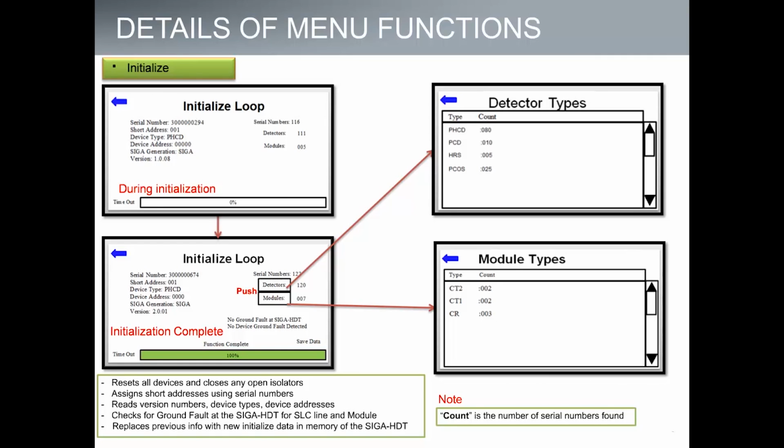If the loop was previously initialized and the loop was disconnected from the SIGA-HDT without any changes to the original loop, the following steps are necessary. First, perform the restore function to verify the number of devices present on the loop. Next, perform other installation functions. Every time a function is performed on the loop, the HDT updates its database to reflect the information from that function.